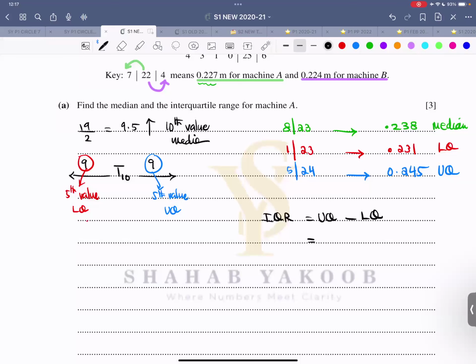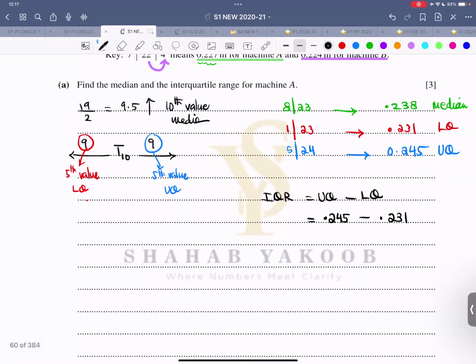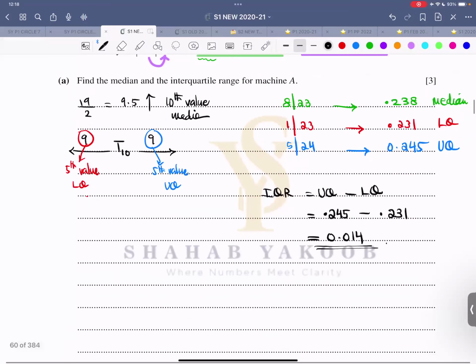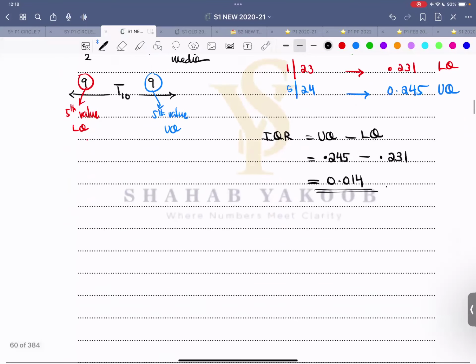Upper quartile is 245 with a decimal, and lower quartile is 231 with a decimal. So the difference is 14 with some decimals. Let me grab the calculator. Hold on for a second, my calculator is gone somewhere. So that is 0.245 minus 0.231. That is 0.014. That is the answer for this particular part. Median is 238, then lower quartile, upper quartile, and interquartile range.